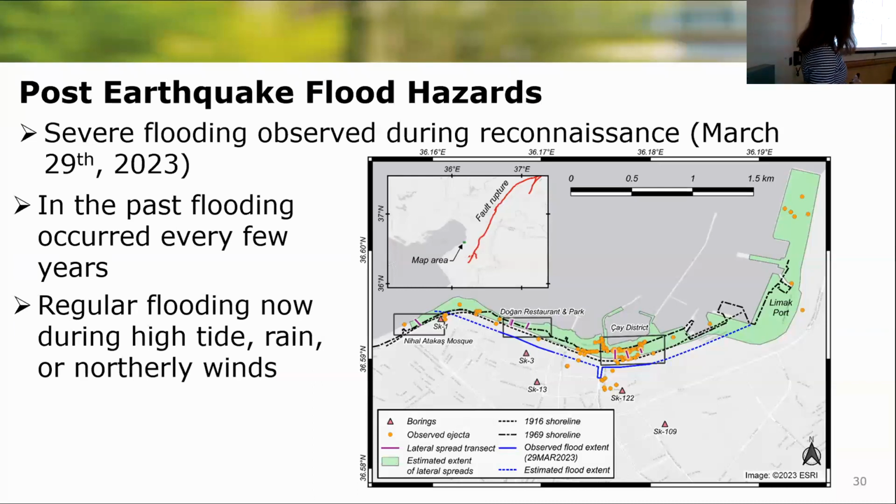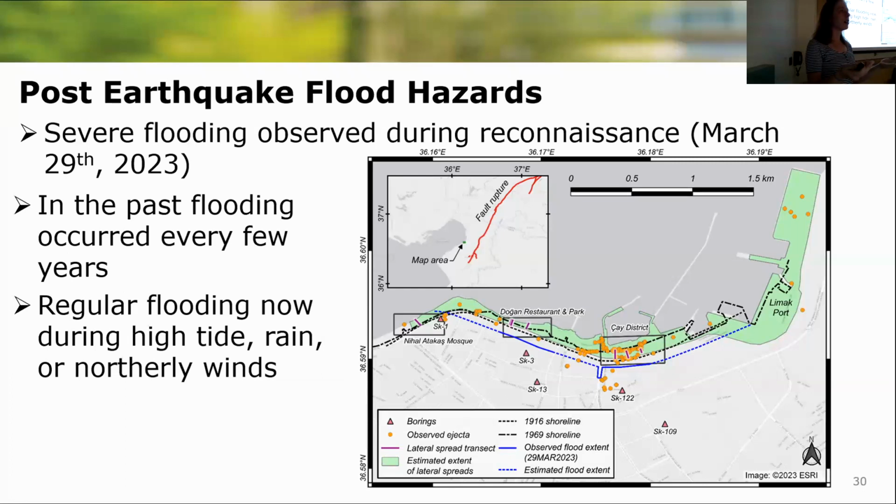All right, okay, so now moving on from our building observations, something else that we saw in Iskenderun that was quite surprising to us is that the day that we were there, March 29th, and actually, I don't know if anyone noticed in that picture of the four buildings, there was floodwater around the base of the buildings. That day, March 29th, there was significant flooding that took place in Iskenderun. Talking to a local resident there, they said that there was flooding every few years prior to the earthquakes. But then since the earthquakes, that flooding is happening every couple of weeks when there's high tides, rain, wind.